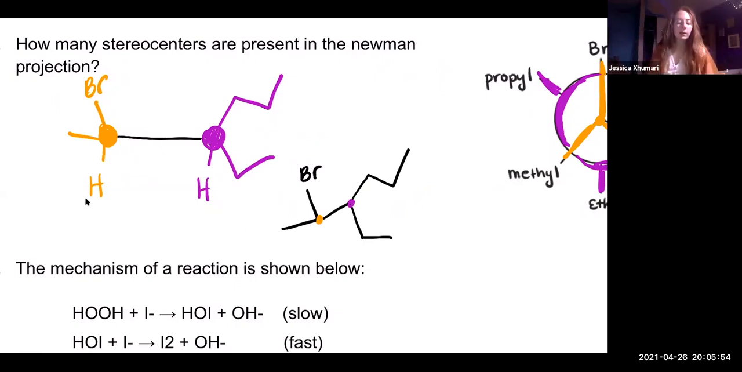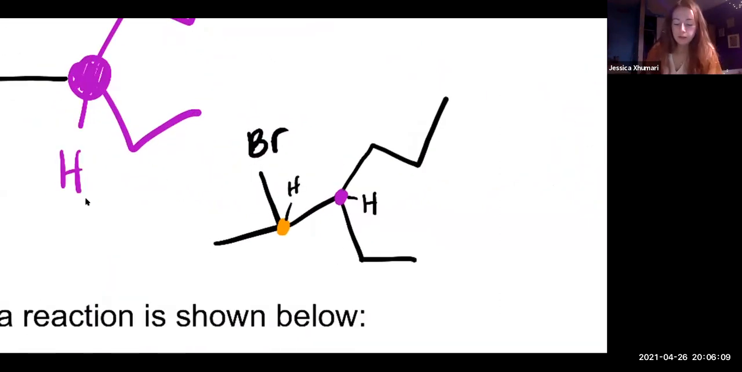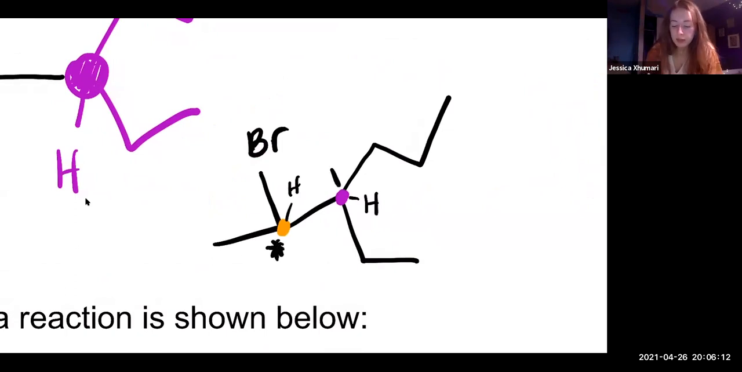Okay, and then it's asking how many stereocenters there are. So again, stereocenters are places where there are 4 individual distinct bonds. Here I see 2 stereocenters. There's going to be one here, there's a hydrogen here as well, and there's going to be one here and one here.